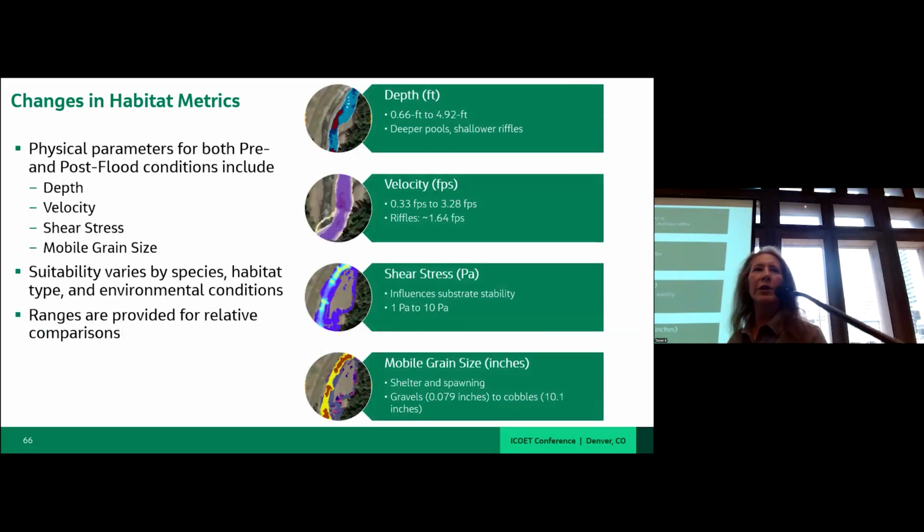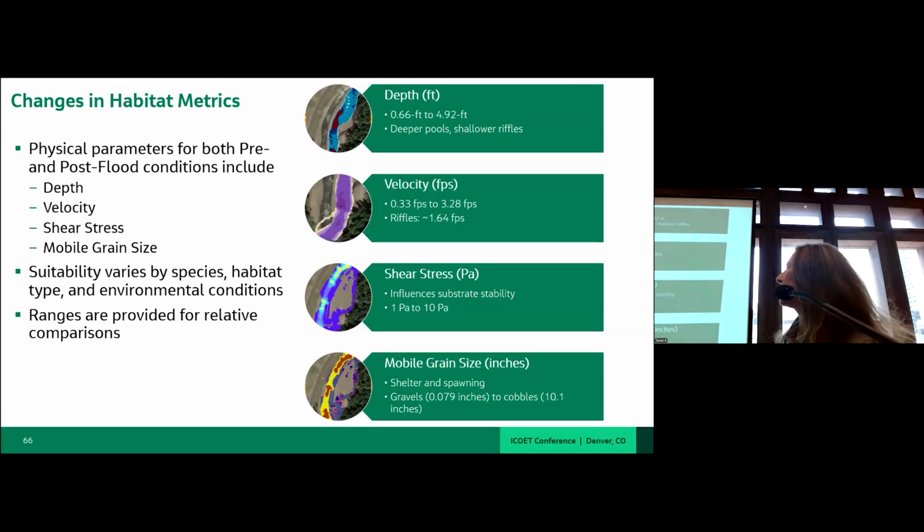So we're looking at those hydraulic parameters and then seeing what that means for habitat metrics. So these are metrics in four different categories: depth, velocity, shear stress, and mobile grain size. These are ranges of values that are typical for a lot of different species of places where they like to be, velocities that they're willing to live with, grain sizes that they prefer.